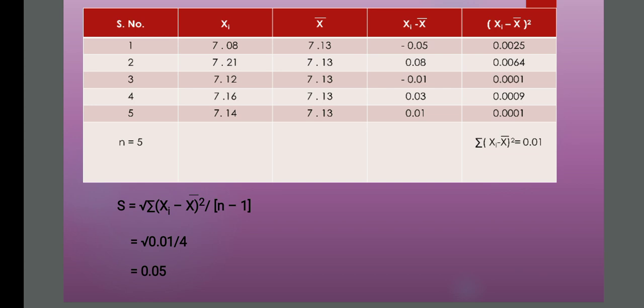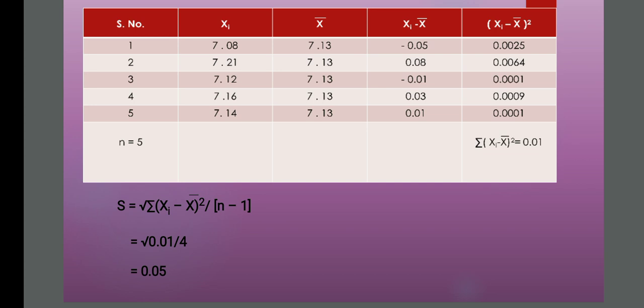So it's minus 0.05, the whole square is nothing but 0.0025, and for 0.08 it is 0.0064, and for 0.01 it is 0.0001, and for 0.03 it is 0.0009, and for 0.01 it is 0.0001.